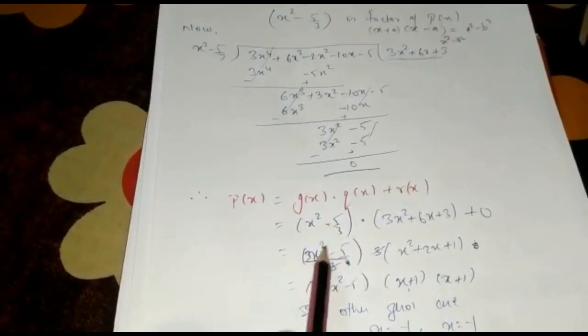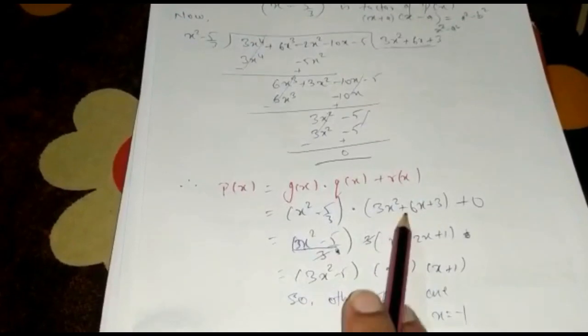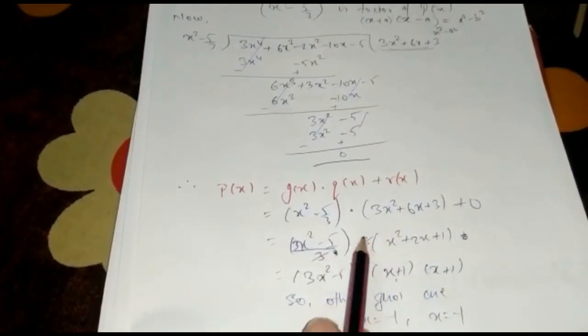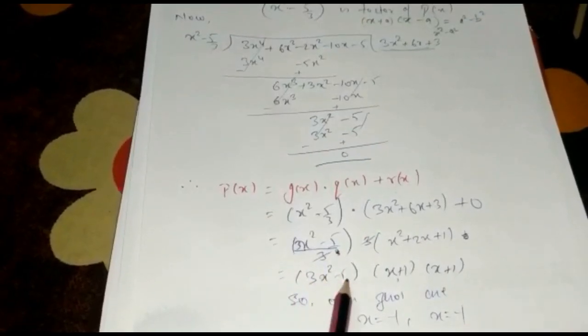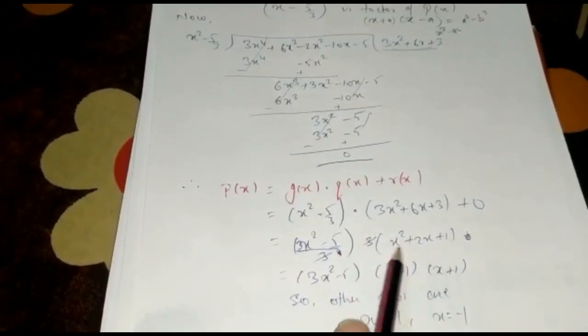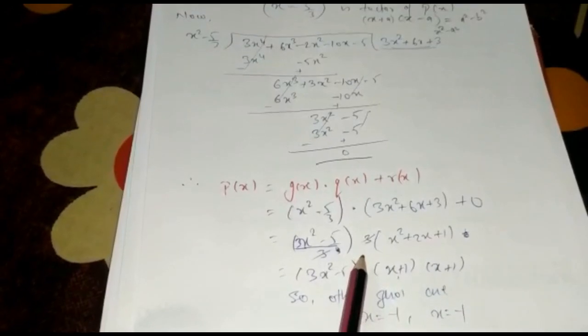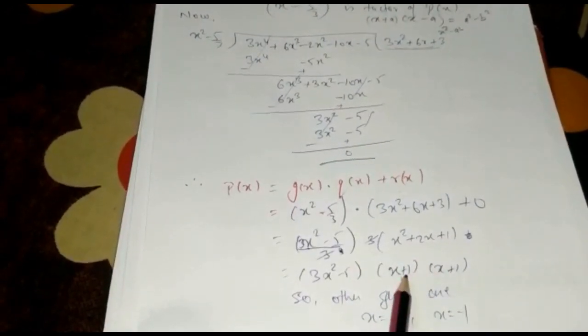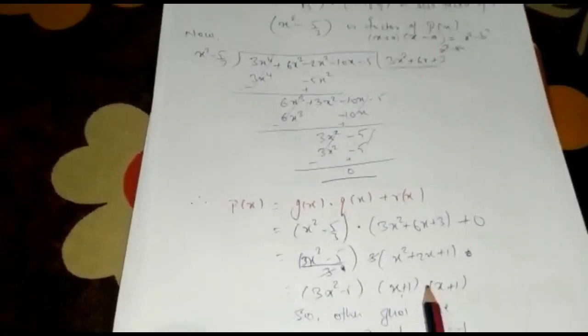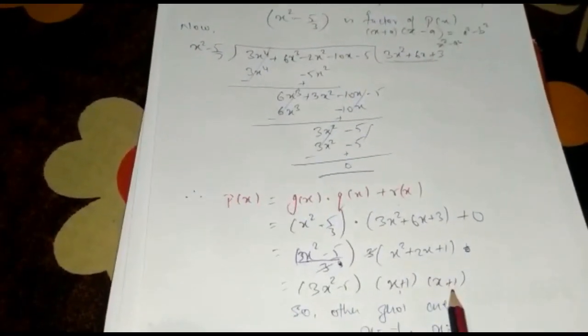3x square minus 5 upon 3. When we take 3 common from this term, it will become x square plus 2x plus 1. 3 to 3 cancel. 3x square minus 5 by 3 is 1 factor. When we split it using the middle term splitting method, it will give x plus 1 and x plus 1.